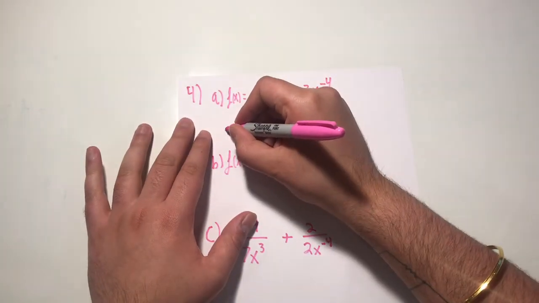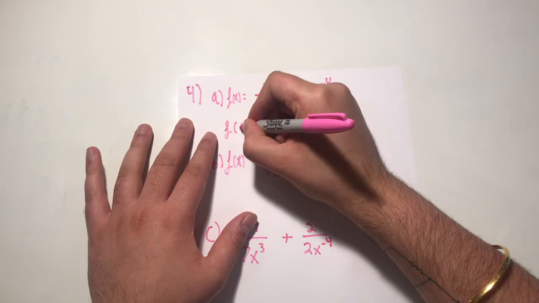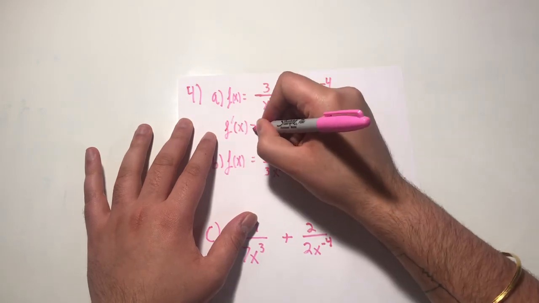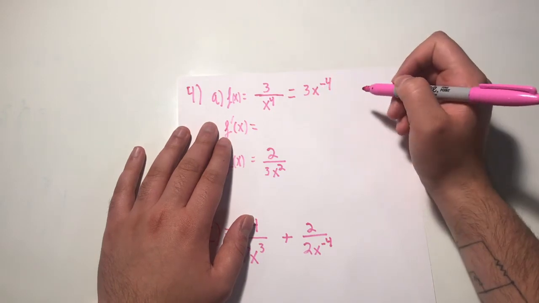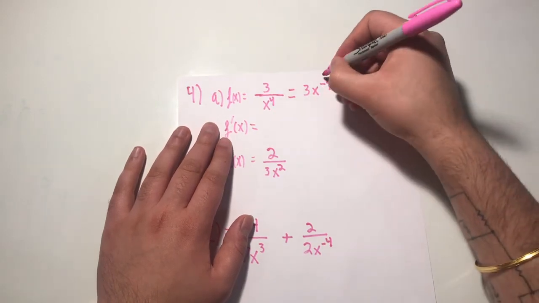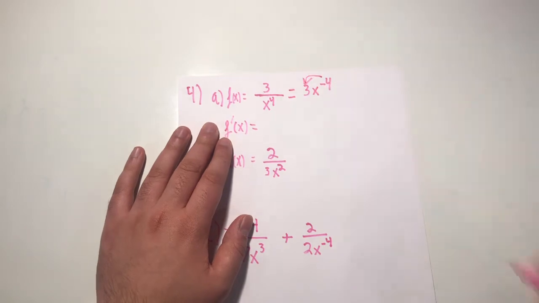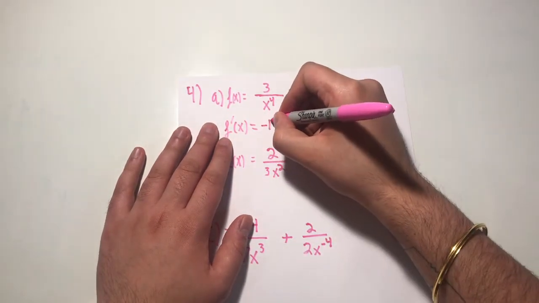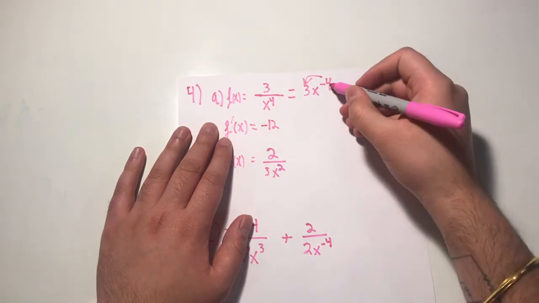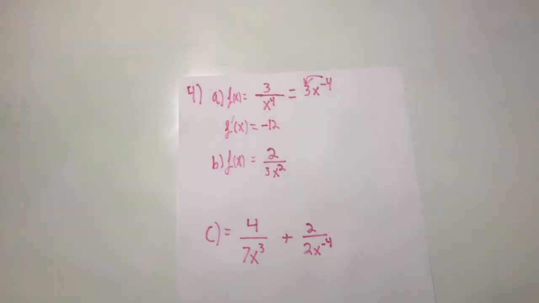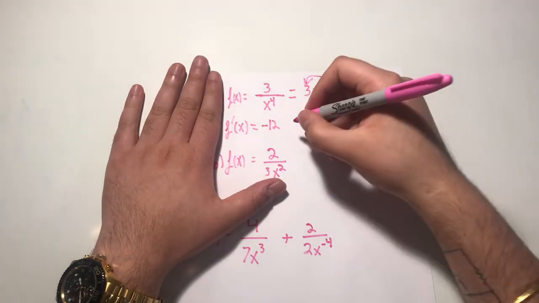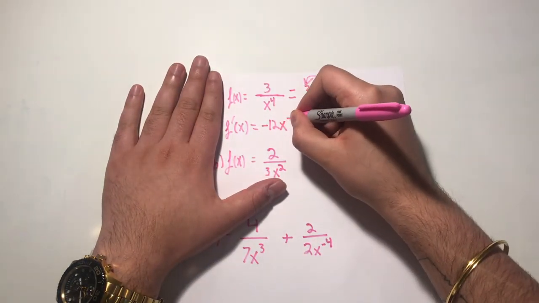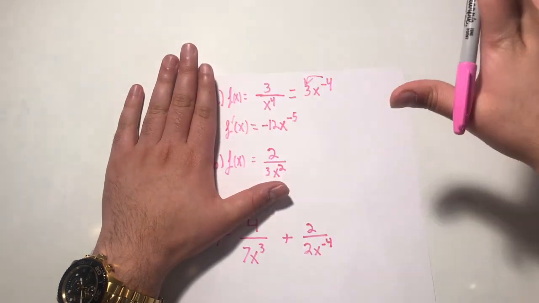So let's do that. F prime of x is equal to, we take our existing exponent, multiply it to our current coefficient, right? We bring this negative 4 down. Negative 4 times 3 should be negative 12. And we decrease our current exponent by 1. Negative 4 minus 1 is negative 5. So this just becomes negative 12x to the negative 5th. And that's pretty much it.